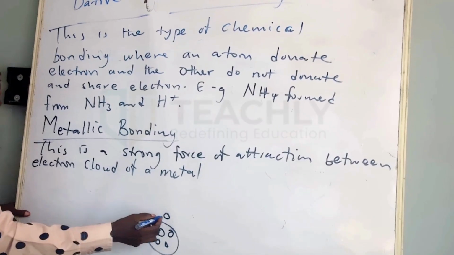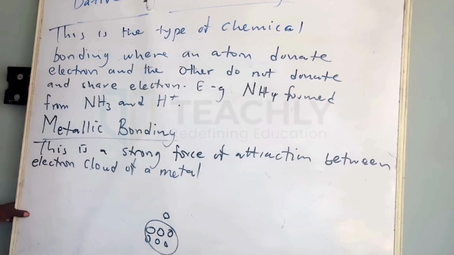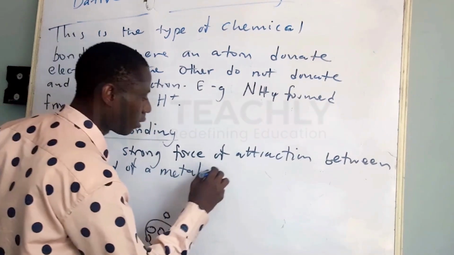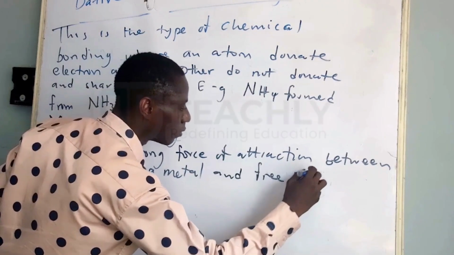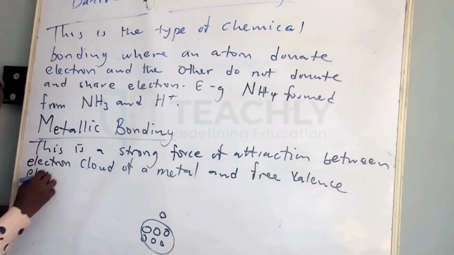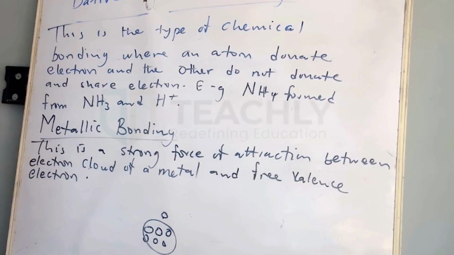So there will now be a force of attraction between what? A valence electron and the electron cloud. So this is responsible for the strong intermolecular bond, and that's what you have under metallic bond. So this is a strong force of attraction between the electron cloud of a metal and a free valence electron.